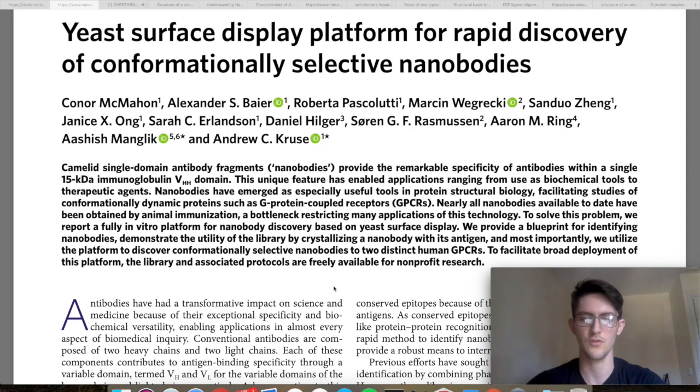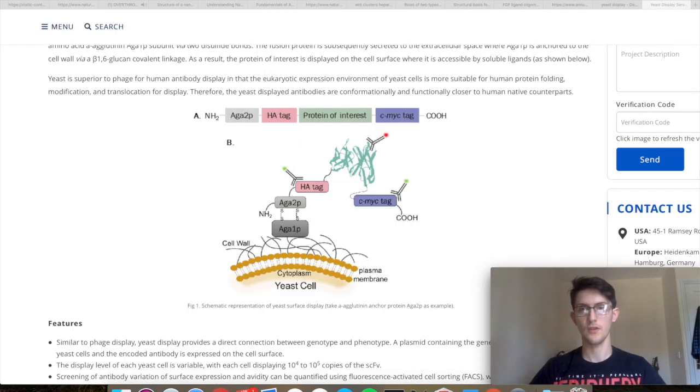sort of biotechnological tools. So the final question we have to discuss before dissecting this paper properly is, what is yeast display and why do we use it? Why is it better than using the llamas themselves? Because whilst time consuming, the llamas will give you a nanobody.